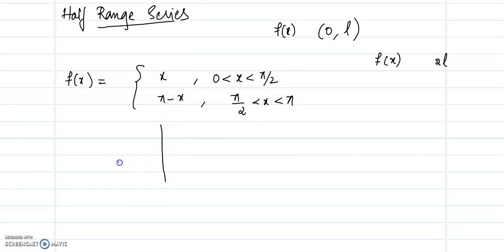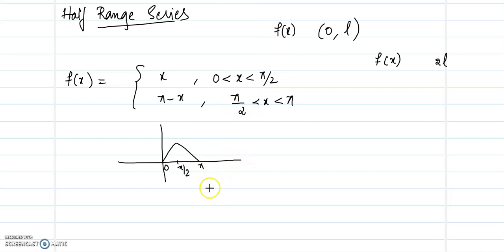So if we look at the graph of the function, the graph will be of this form. So 0 to pi by 2, then pi by 2 to pi. So this will be x and this will be pi minus x. So the function is not periodic. Function is defined only on this interval.